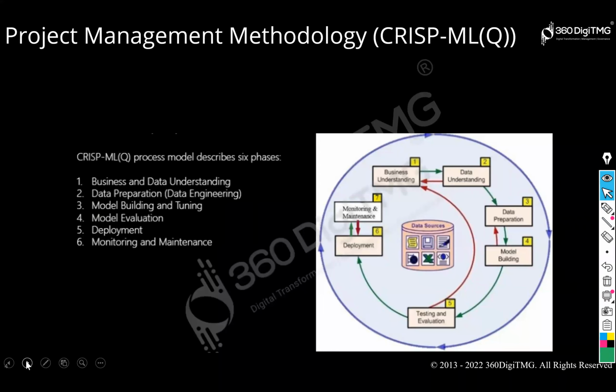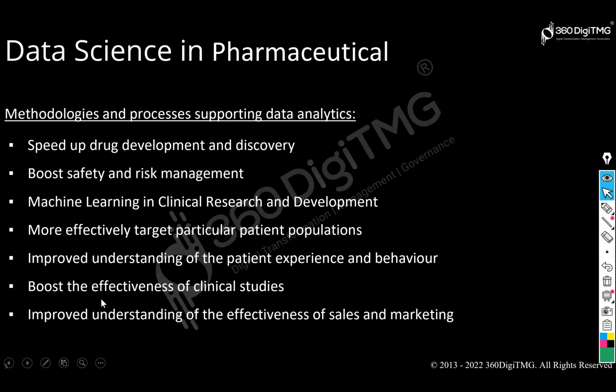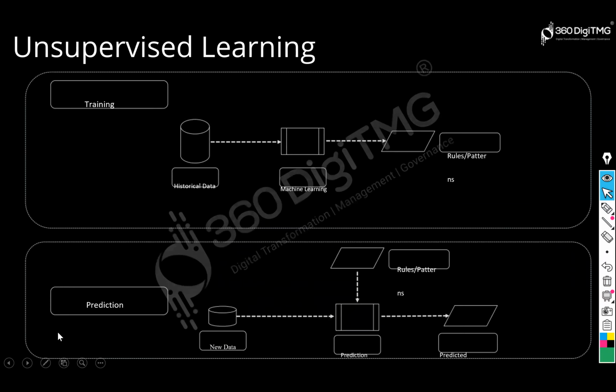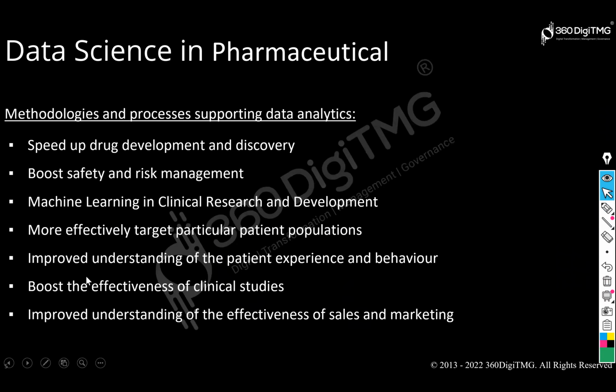So let us read the other things now. We know there are a few applications which we have seen yesterday: speed up drug development and discovery, boost safety and risk management, machine learning in clinical research and development, more effectively target particular patient populations, improved understanding of the patient experience and behavior, boost the effectiveness of clinical studies, and improved understanding of the effectiveness of sales and marketing.